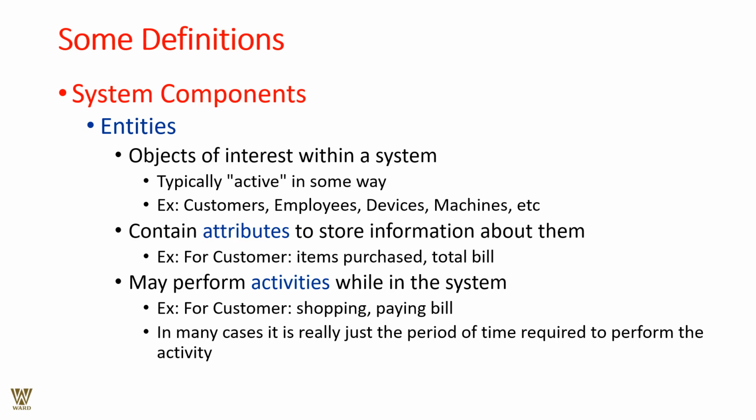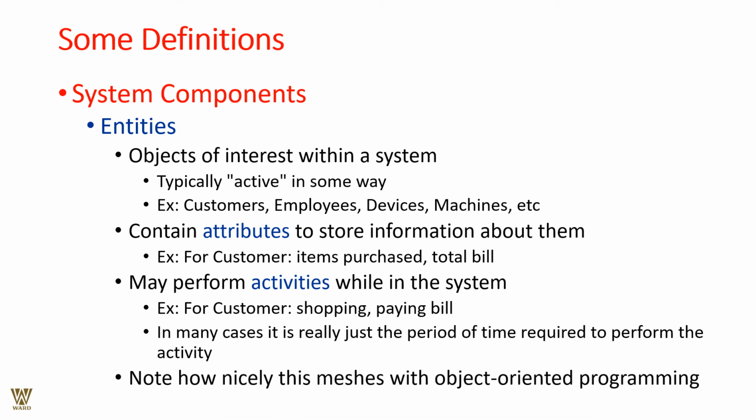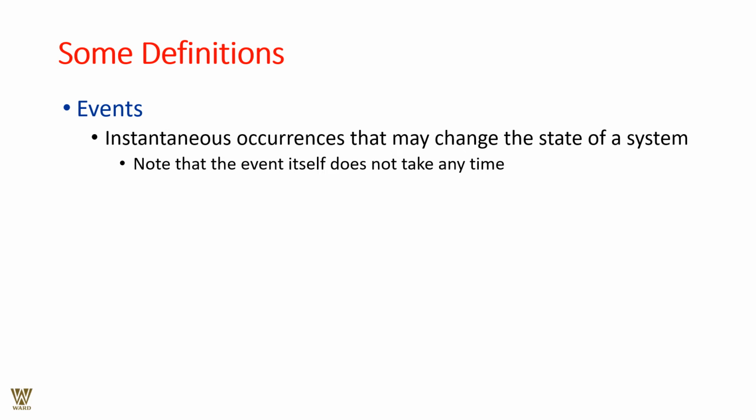What about the activities within the system? For a customer, it can be shopping, paying a bill. In many cases, it's just a period of time to perform the activity. Note how nicely this meshes with object-oriented programming in computer languages, which is known as OOP. So events are instantaneous occurrences that may change the state of the system.